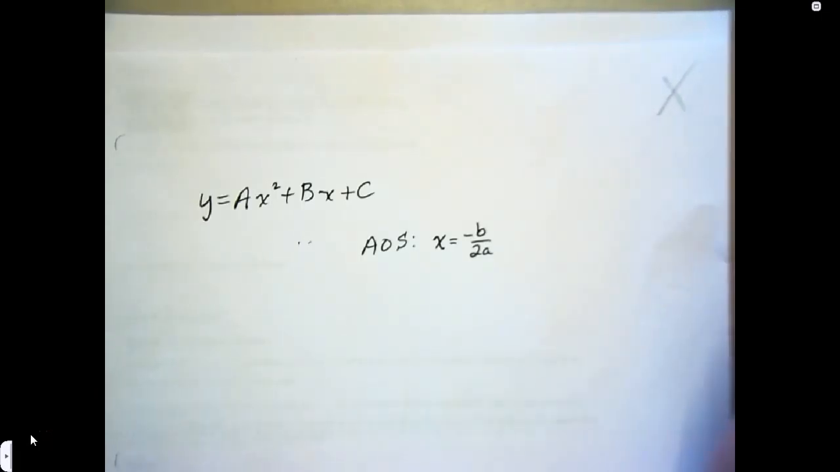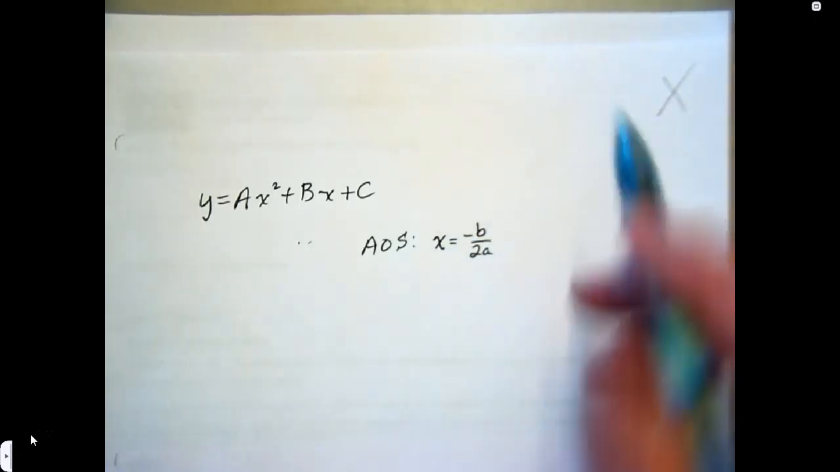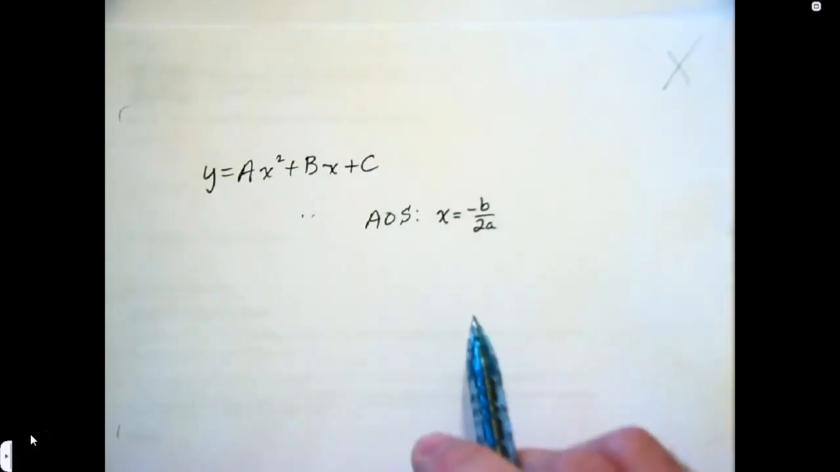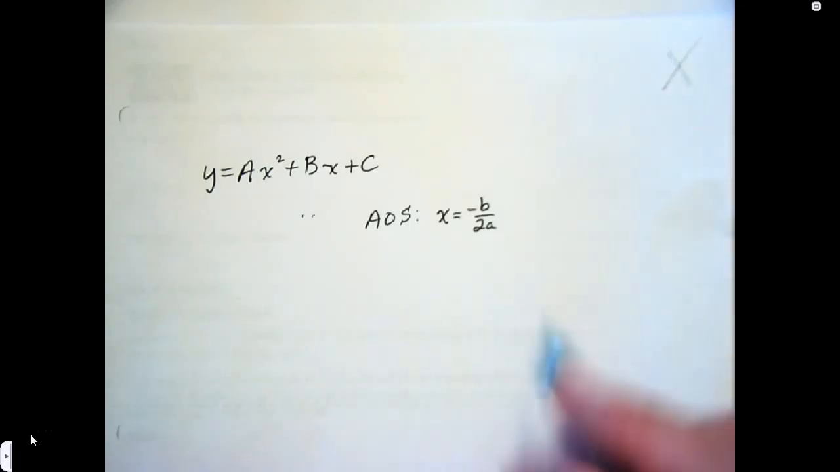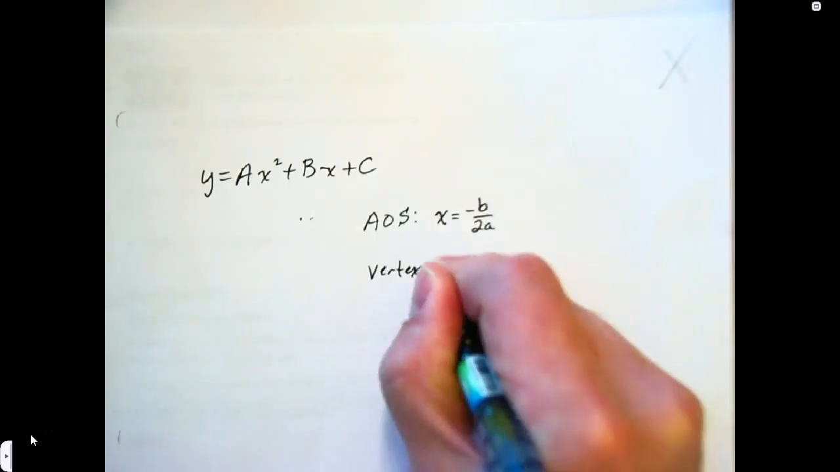Okay, that's really good. So the one area that some of you messed up when you're doing axis of symmetry, you forgot to say x equals. You have to say x equals. Otherwise, you're not specifying that it's on the x-axis. Okay, the vertex. Tell your neighbor how you find the vertex.